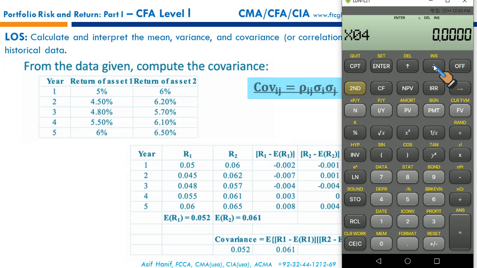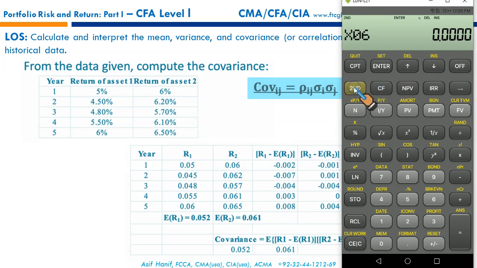Then we have 5.5 for X and we have 6.1 for Y. And the last pair is 6 for X and 6.5 for Y. Okay, all data is entered.